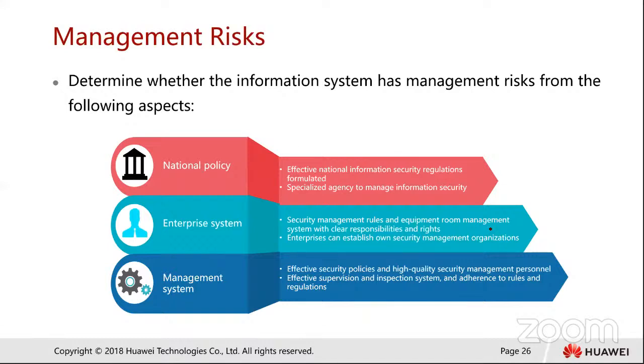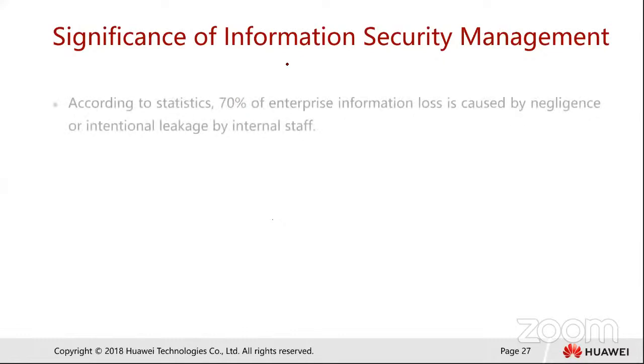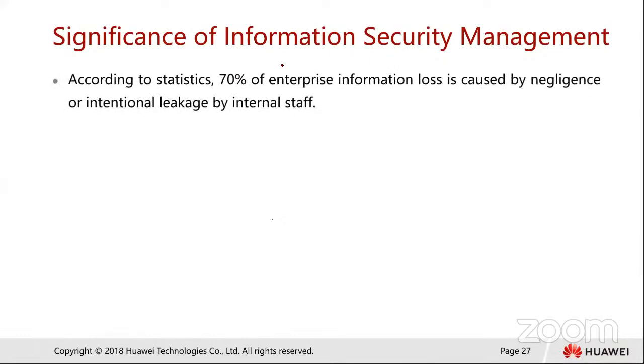Enterprises can establish system security management organizations. Then we also have management systems. Here, effective security policies and high quality management personnel, with an effective supervision and inspection system and adherence to rules and regulations. The significance of information system management.